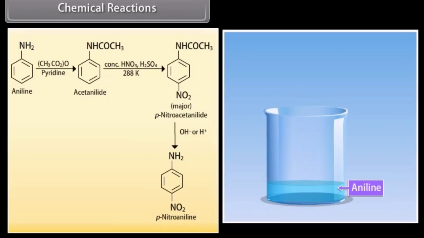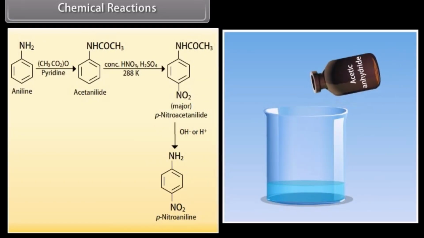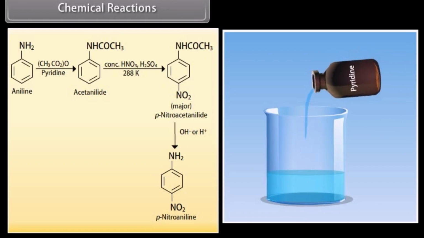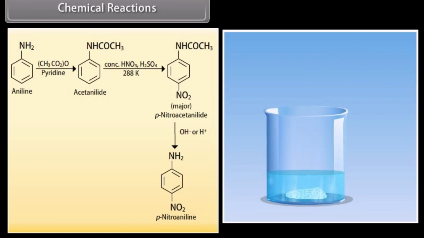Aniline reacts with acetic anhydride and pyridine and forms acetanilide. Now add concentrated nitric acid and sulfuric acid at room temperature and form para-nitroacetanilide, followed by hydrolysis which produces para-nitroaniline.